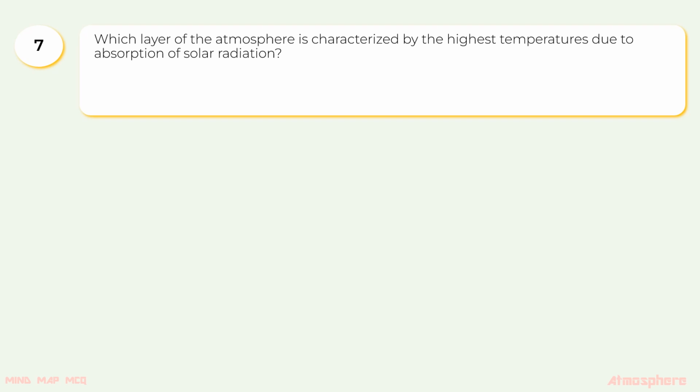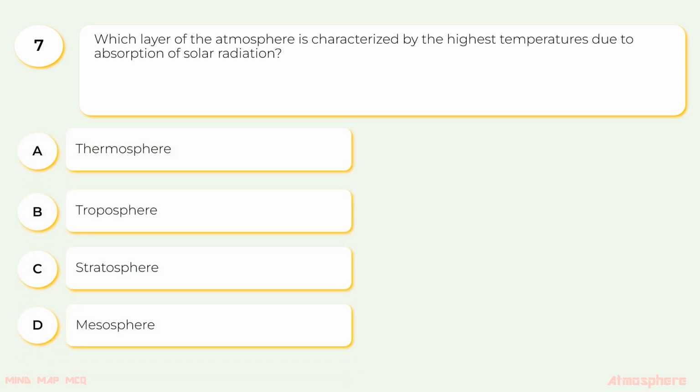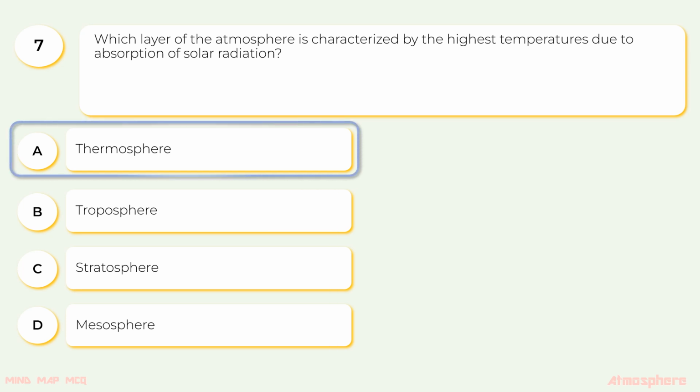7. Which layer of the atmosphere is characterized by the highest temperatures due to absorption of solar radiation? The options are A. Thermosphere, B. Troposphere, C. Stratosphere, D. Mesosphere. The correct option is A.